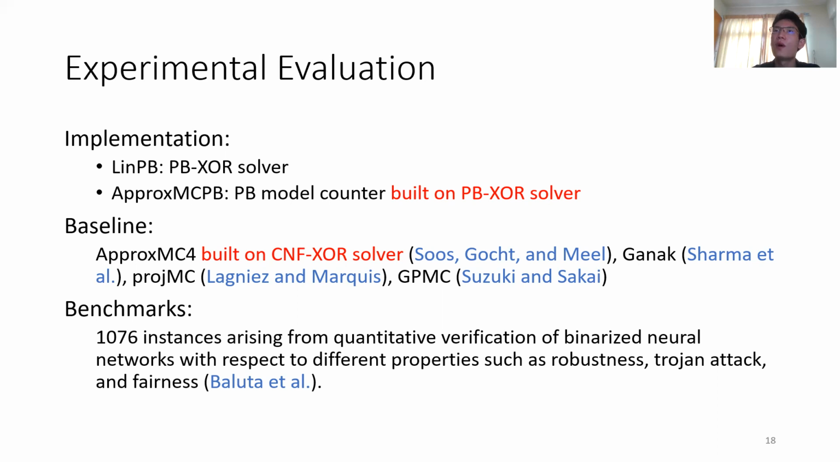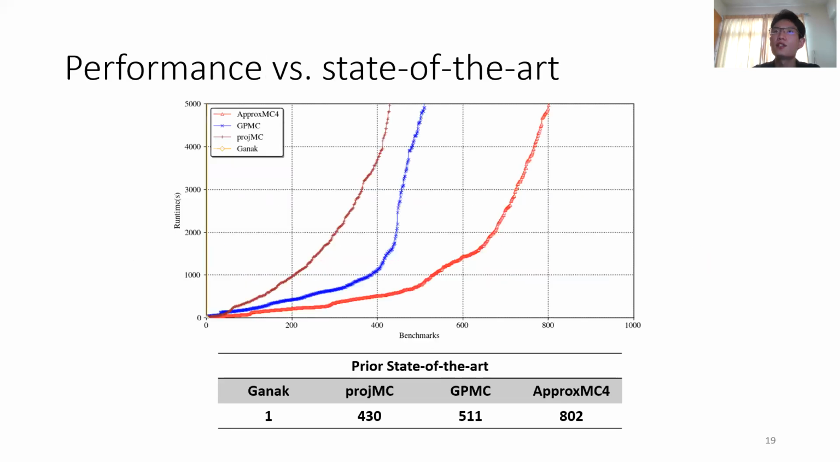Experiments were conducted on 1,078 instances arising from quantitative verification of binary neural networks with respect to different properties such as robustness, Trojan attack, and fairness, provided by Baluta et al. On the top, we show the cactus plot for the results of prior state-of-the-art counters. In the figure, a point (x, y) represents that the counter can solve x benchmarks within y seconds. That is, a curve further to the right means a counter can solve more benchmarks within the same time limit. Currently, Approx-MC4 performs the best.